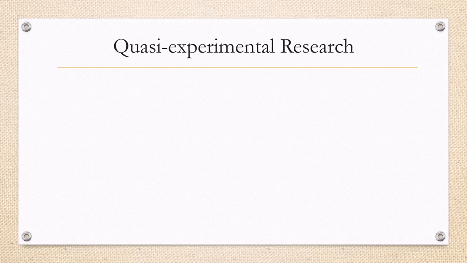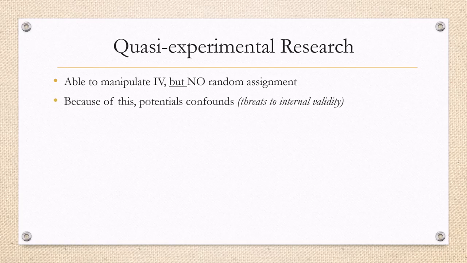In quasi-experimental research, we're able to manipulate the independent variable, just as we do with the experimental research. However, we are not able to randomly assign. Because of this, we have potential confounds, or what we call threats to internal validity. Now, this internal validity is different than the internal reliability or the construct validities that we talked about in the measurement lecture.